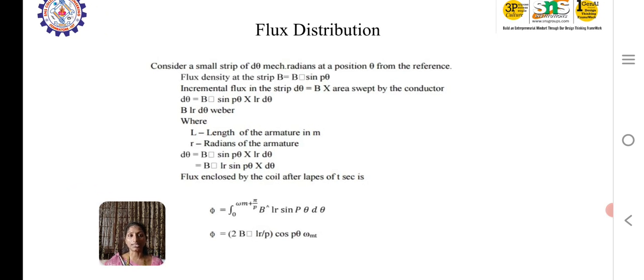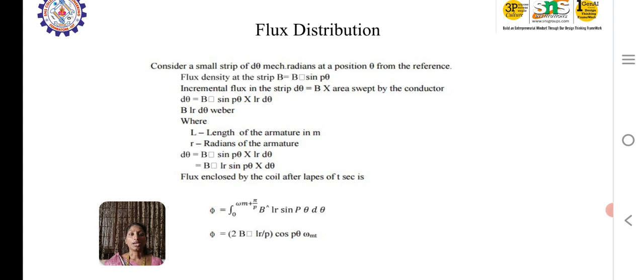Coming to the flux density distribution equation, let us consider a small strip of d theta, in units of mechanical radians, at a position theta from the reference. The flux density of the strip will be B equal to B max sin P theta. So this B max is the center amplitude value. Coming to the incremental flux in the strip, d phi is equal to B sin P theta multiplied by the area, which is length into radius, LR.